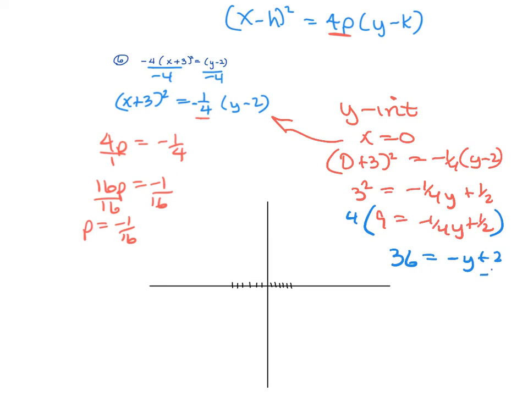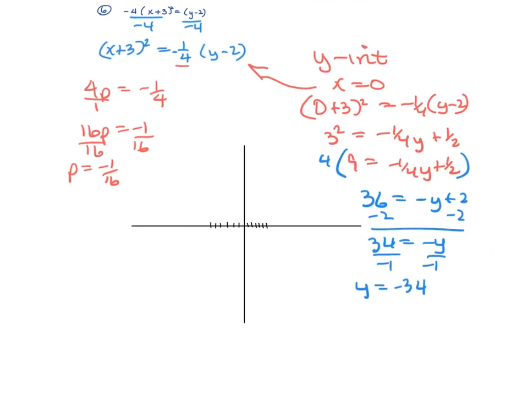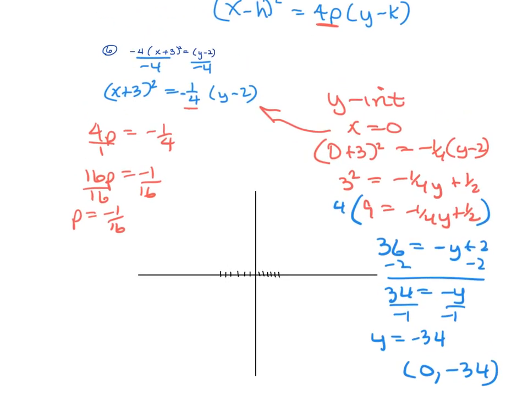Now I can move the 2 over. 34 equals negative y. Divide by negative 1. y equals negative 34. So my y-intercept is going to be the ordered pair... It's way down there. So let's go ahead and pull your vertex out too.